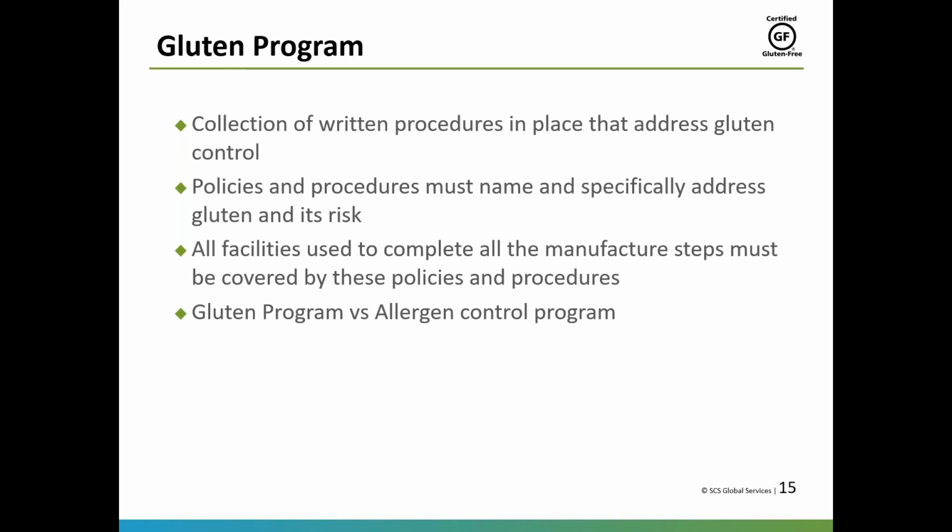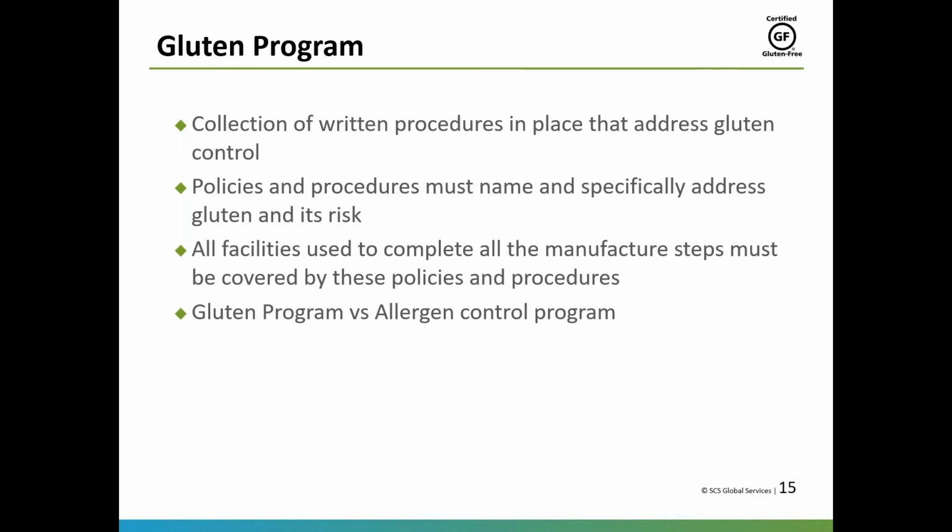Regarding the actual difference between a gluten program versus an allergen control program, many manufacturers treat gluten as an allergen, but only wheat is considered one of the big 8 allergens by the FDA. So a lot of manufacturers who handle gluten under their allergen procedures must specify that their program covers all the major allergens and the main sources of gluten, which are wheat, barley, and rye.